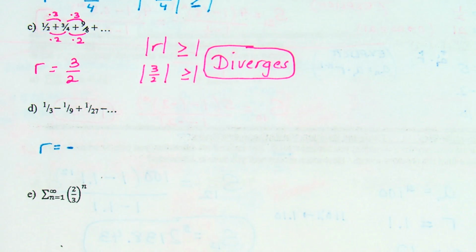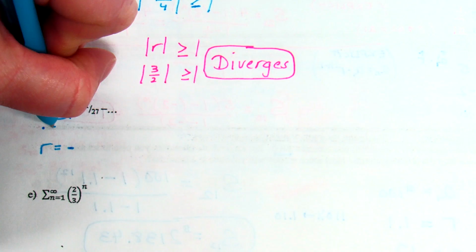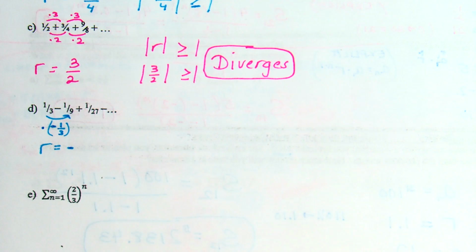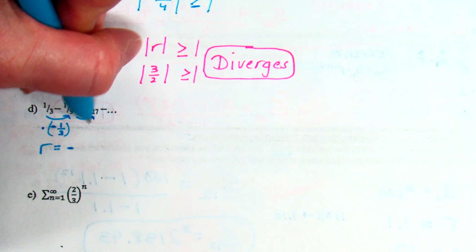Yes. We're multiplying by negative 1/3 because it's alternating signs. The 1 because it's all ones on top. The 3 because it goes 3, 9, 27 on bottom. So, what do you know about the absolute value of negative 1/3?